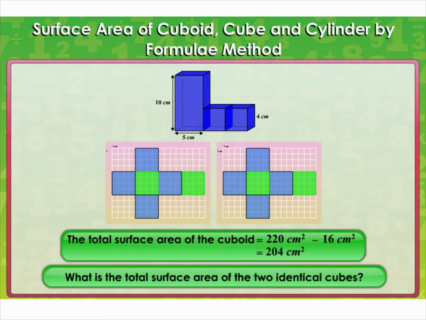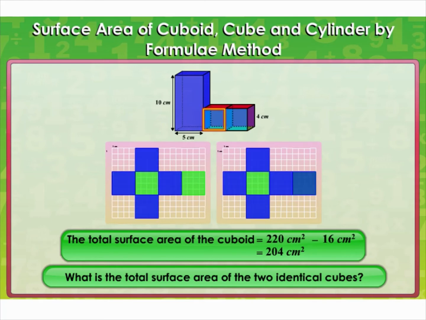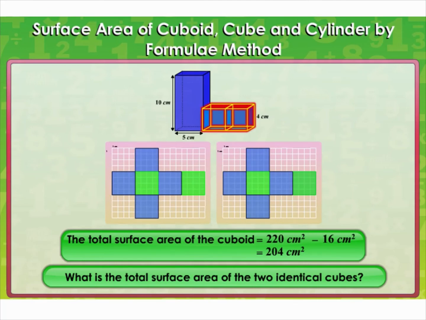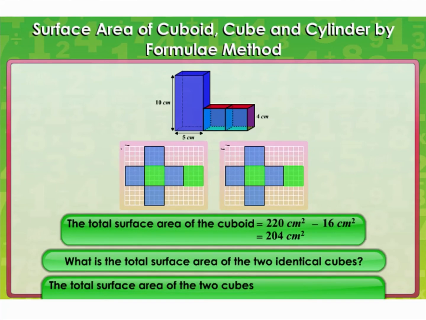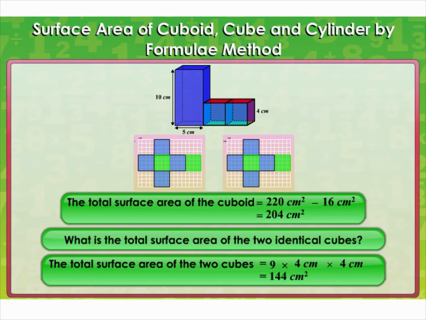From the grid shown, what is the total surface area of the two identical cubes? Count the surface areas that are not connected. There are 9 faces that are not connected. Therefore, 9 times 4 centimeters by 4 centimeters equals 144 square centimeters.